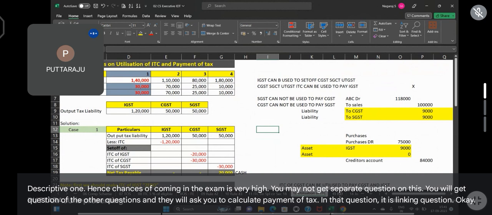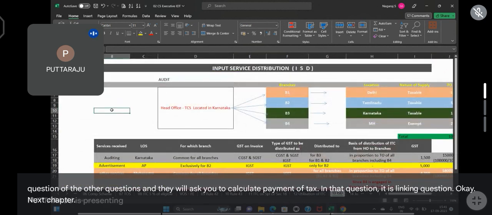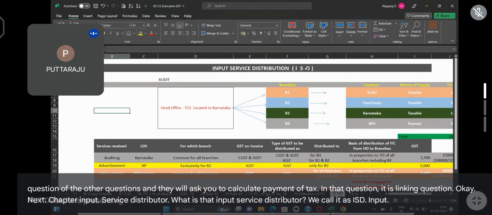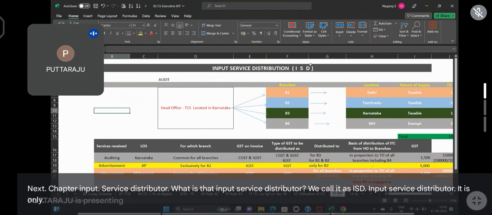Okay. Next chapter, input service distributor. What is that? Input service distributor. We call it ISD. It is only applicable to services, not to goods. Applicable only to services.